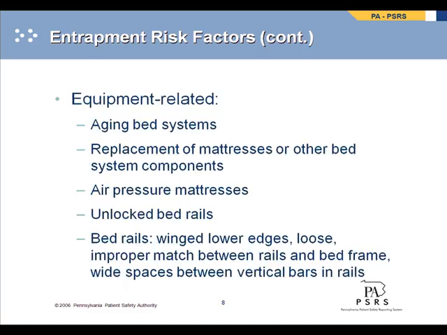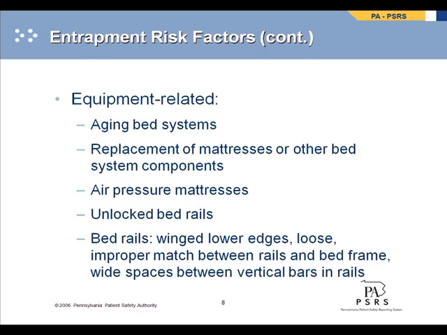Finally, regarding equipment-related entrapment, older bed systems may not have been designed to prevent entrapment. Moreover, entrapment risk may increase as the bed ages and components are replaced. For example, replacements for worn-out hospital mattresses may not fit as snugly as the original mattresses.